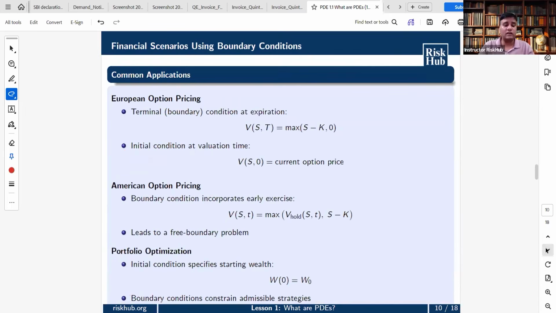Then we get into the next part, which is understanding your financial scenarios using your boundary condition, right? So again, the slide gives four key applications: European option pricing, American option pricing, portfolio optimization.